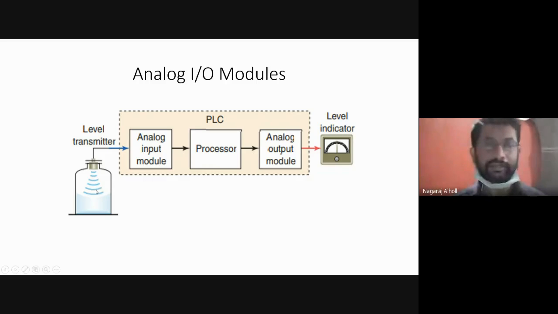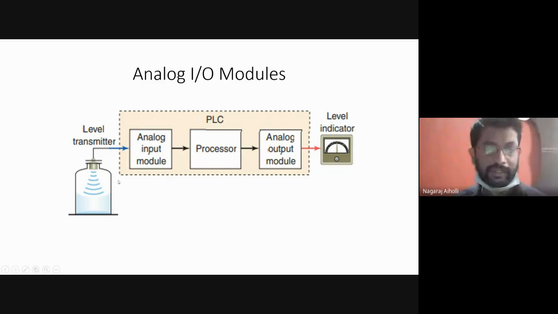tank, or in this storage, the height of the liquid level in this storage, that is measured by or indicated by this level indicator. Okay, so this is how the analog IO modules work: how to measure a certain level of the liquid or height of the liquid in the tank using the analog input module, the processor of the PLC, and the analog output module, considering the indicator as the field device, that is the level indicator. We are measuring the height of the liquid level.